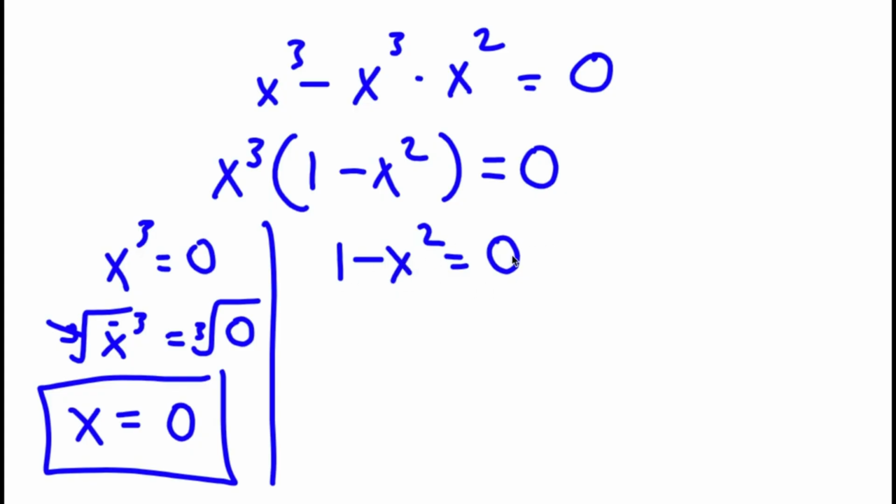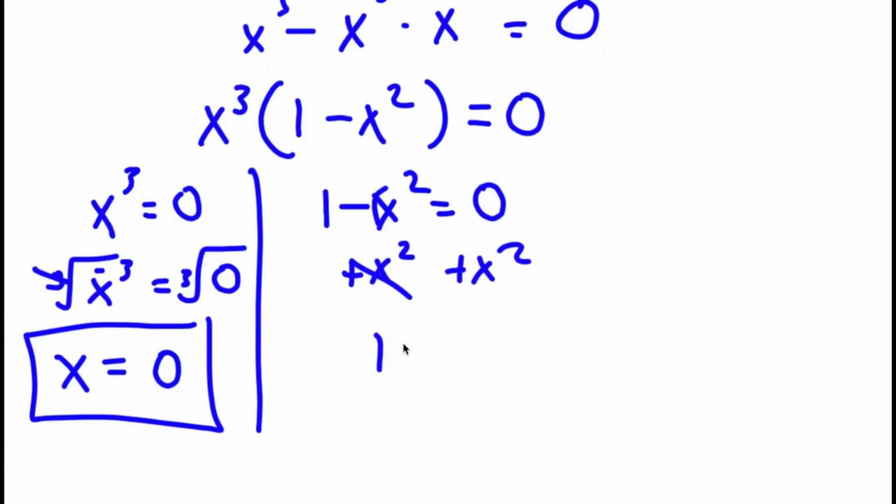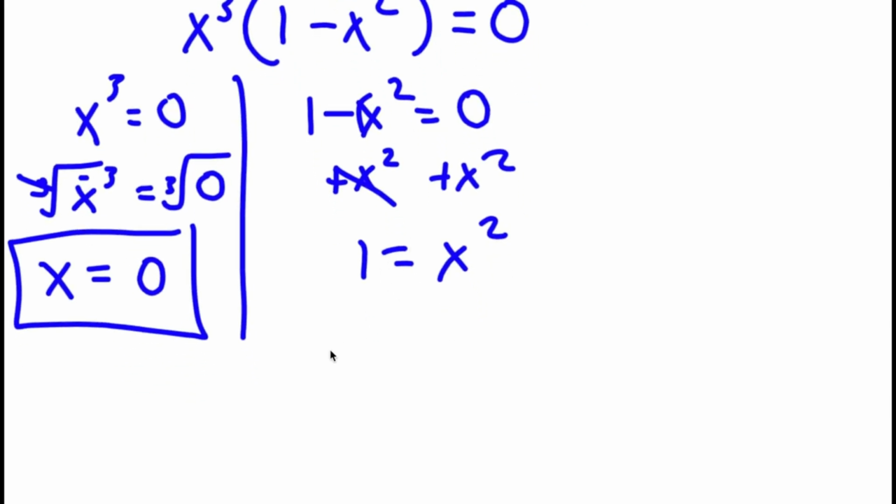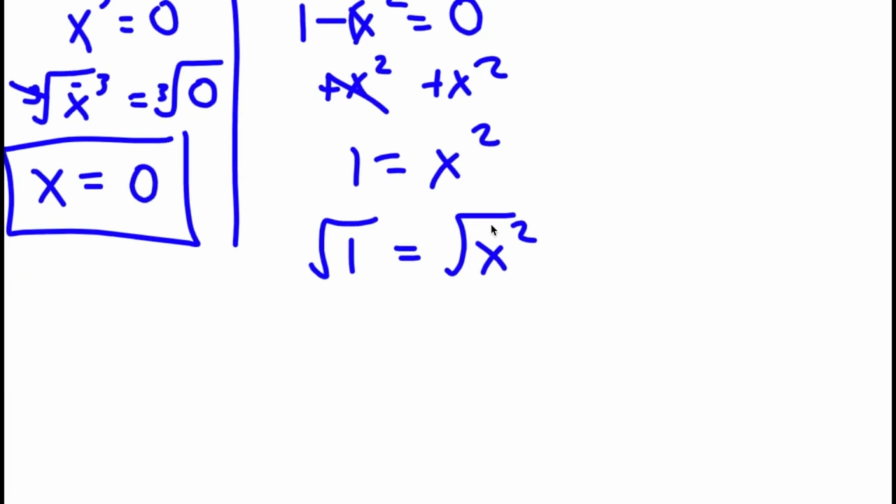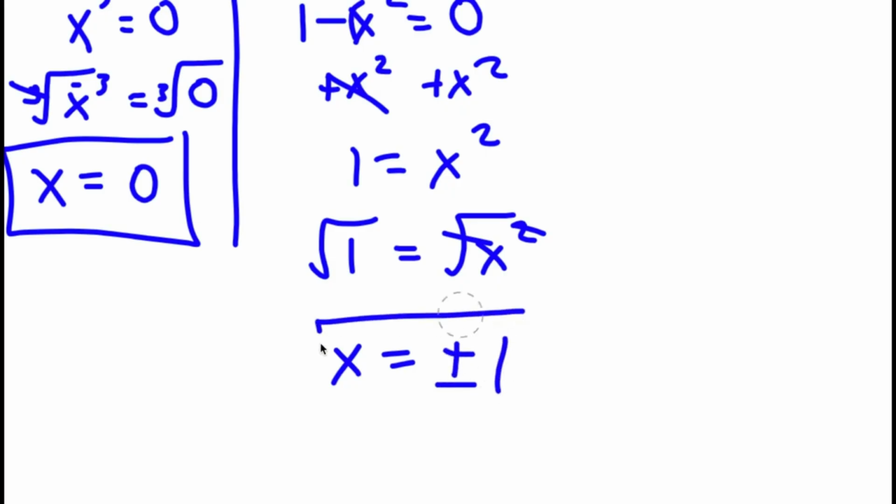Now, for 1 minus x squared equals 0, I'm going to add x squared on both sides. So then these two cancel out, and now I have 1 is equal to x squared. So now I'm going to take the square root on both sides. So I have the square root of 1 is equal to square root of x squared. So the square root of x squared, that's simply equal to x, and the square root of 1 is equal to positive or negative 1. So these are two more solutions to this problem.